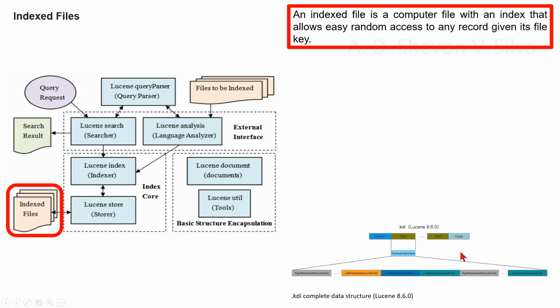Here you can see the .kdi complete data structure. Here you can see the .kdi. It has header, fields and footer. Field is a packed index value, and packed index value consists of right node has not leaf, left leaf child, and so on. Then left node has not leaf child, left node has leaf child, right node has leaf child, right node has not leaf child, etc. Then right node has leaf child.